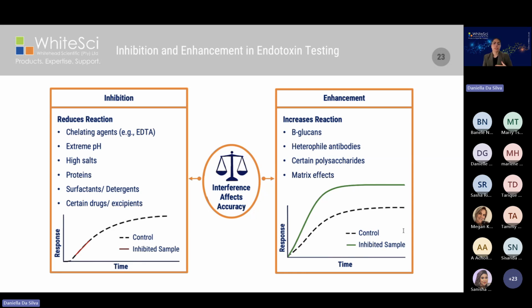And then you get enhancement, which is actually the opposite. In this case, sample components amplify the assay response and create the appearance of a higher endotoxin level than what is actually present within the sample. Both scenarios can lead to misleading conclusions. This is why suitability testing is a very critical component of endotoxin method validation. Ultimately, before we can trust an assay result, we need to demonstrate that the sample matrix itself is not influencing the assay's ability to detect the endotoxin accurately.